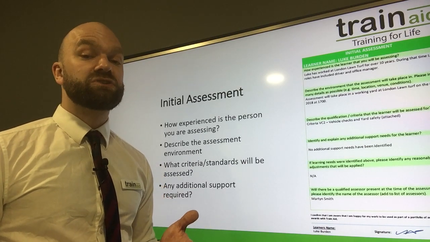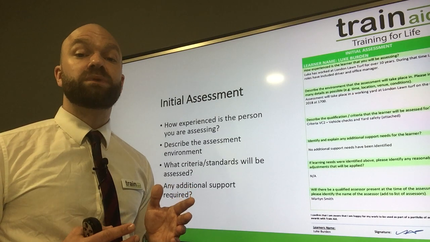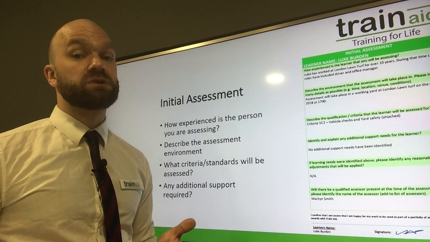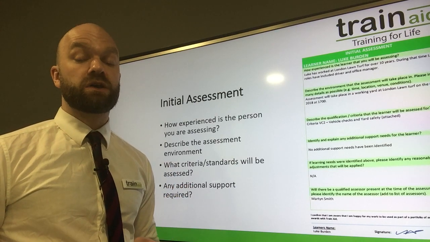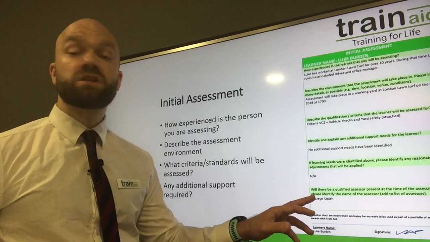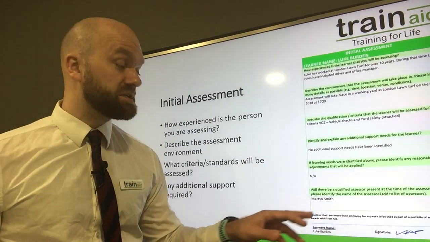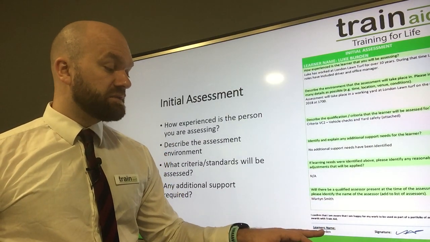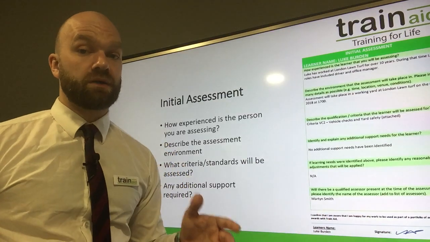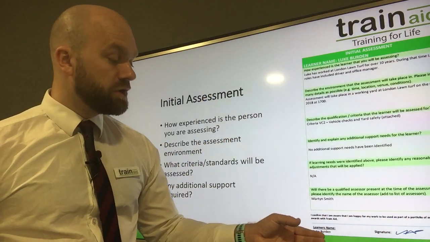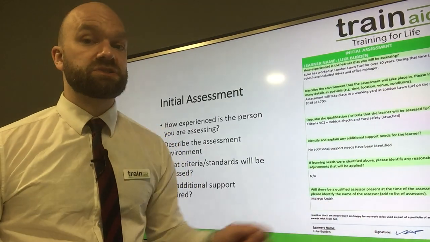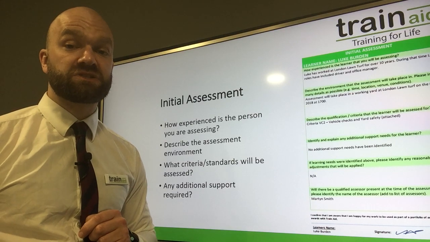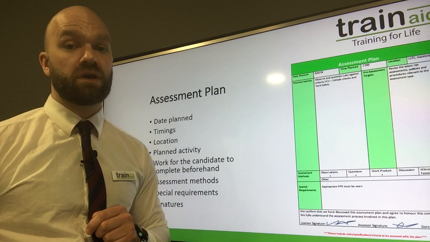And just remember, you will need to be observed by either a member of the Train Aid team, or you need to be observed by a qualified assessor as well. So just remember that. If there's no qualified assessor present, then simply put, no assessor present. Lastly, we have the learner name and signature and date as well. So very important that you get your learner to write their details and to sign there. Very important that you fill in our initial assessment form for each of your assessments.